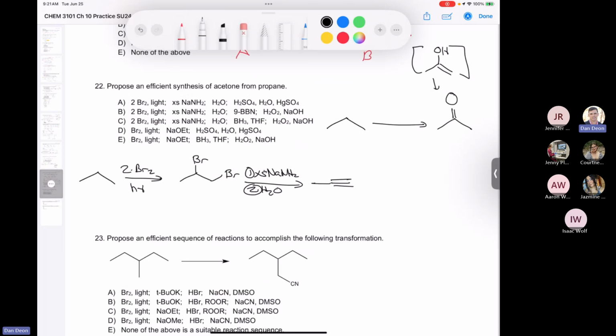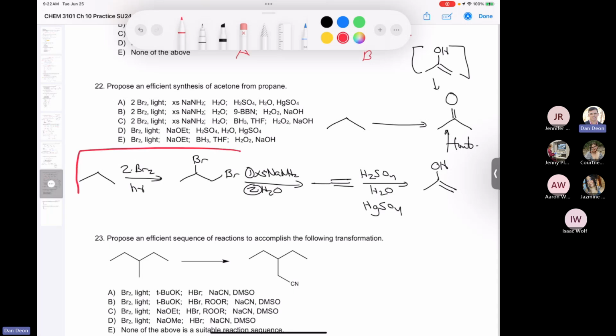We're going to treat this with sulfuric acid, water, and mercury 2 sulfate. That's going to give us this enol, and then the enol is going to undergo tautomerization to give you the methyl ketone. So the main thing to keep in mind here is that if you use one equivalent of bromine, you only add one bromine, but if you add two equivalents, then you can get polybromination. And since there's only 3 carbons in the molecule, it wouldn't matter where the 2 bromines were.